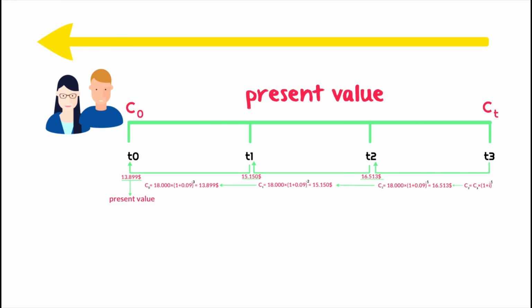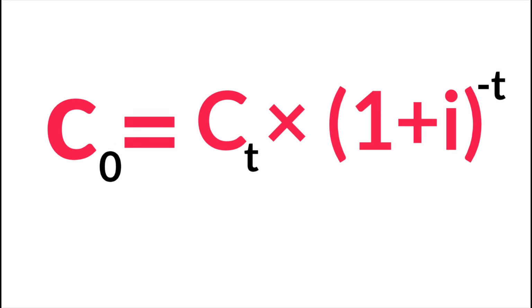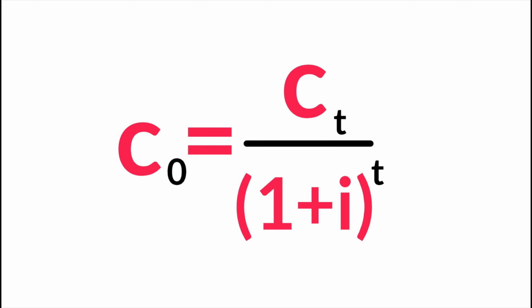The formula for calculating the present value is capital today, C0, equals capital at the end of the investment period, CT, times 1 plus i, where i is the interest rate the money is invested at, raised to the power of minus T, the number of years in reverse. Alternatively, the formula can also be written as capital today, C0, equals capital at the end of the investment period, CT, divided by 1 plus i, where i is the interest rate, raised to the power of T. Step by step, the siblings discount the amounts until they arrive at the present value today.